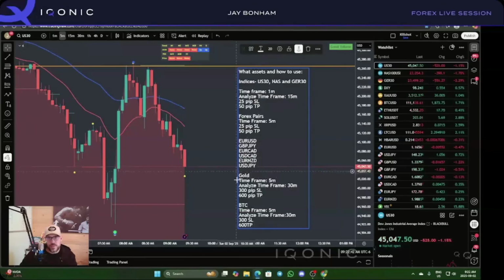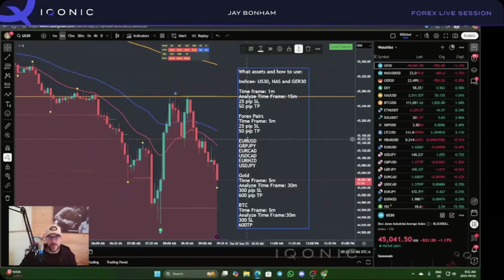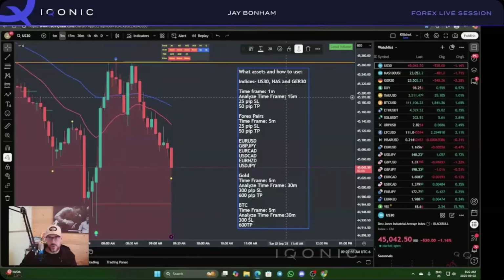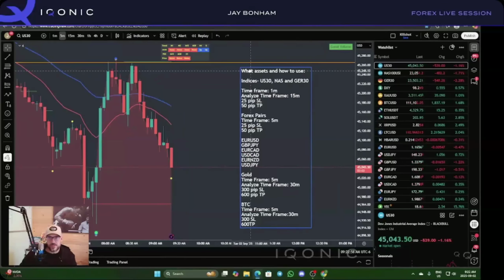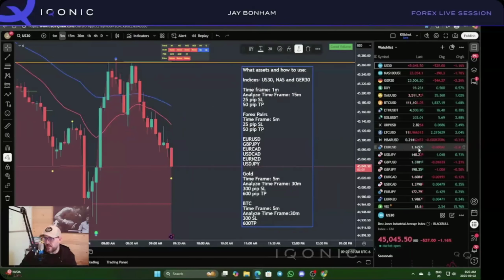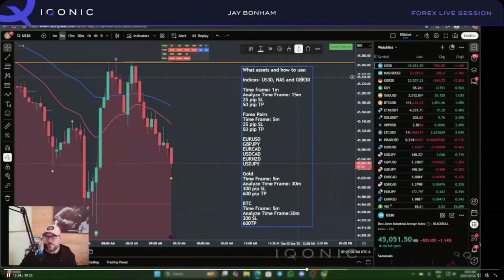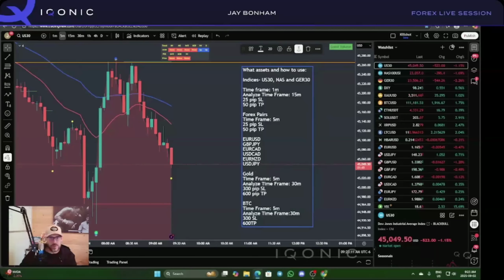So these are all our pairs for Forex. This is our time frames: indices, Forex pairs, gold, and BTC. Now, Killshot also works on alternative pairs and all those other things, but those are very specific, and if you want to use them, you just make sure you test. Killshot does work on pretty much every asset because it's just a short move, and we're looking for those quick scalps.